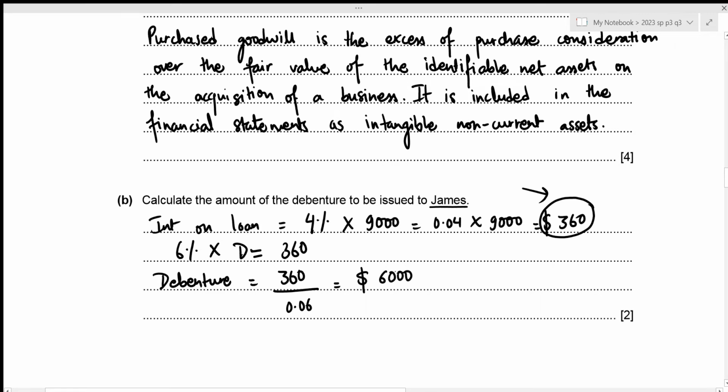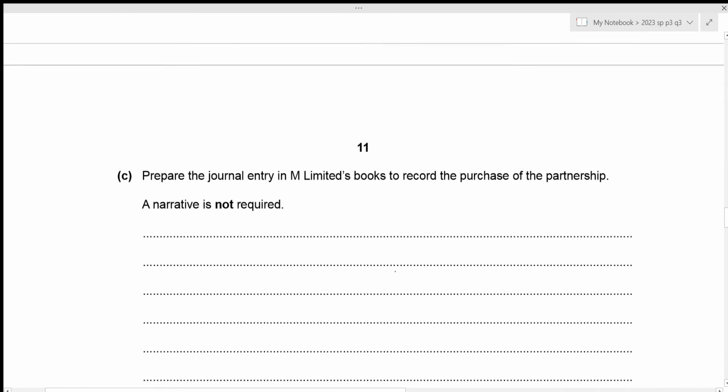Now we can move towards the third question. We need to prepare the journal entry in M Limited's books to record the purchase of the partnership, and a narrative is not required. So let's create the debit side and the credit side. Remember that M Limited is purchasing, and we are writing this journal entry in their books, which means that all of the purchased items will be recorded on the debit side, since the rule for journals is: debit what comes in and credit what goes out. The amount that they are going to pay out will be recorded on the credit side.